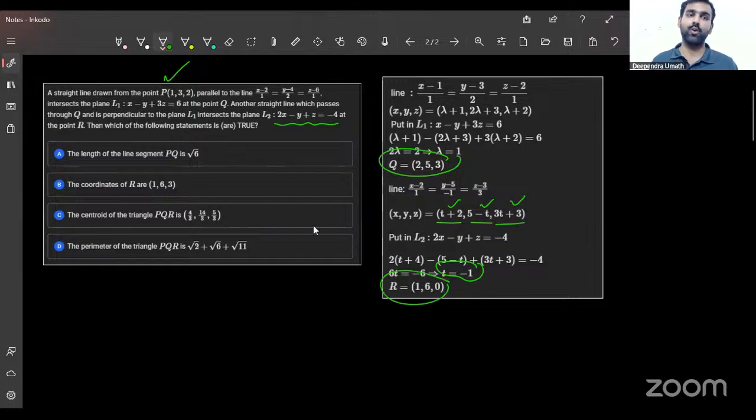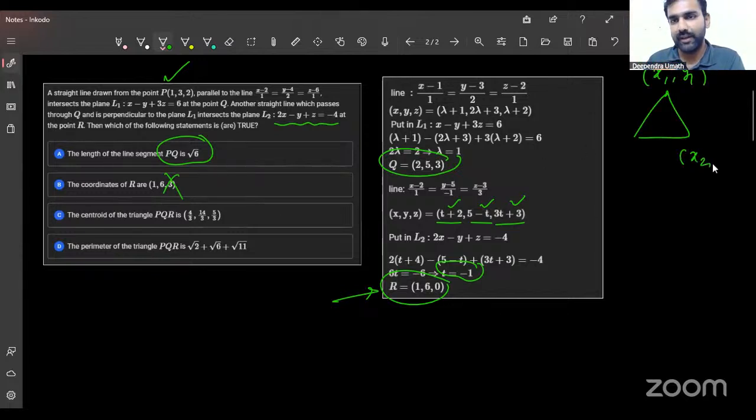Now, once you have R, Q, and P, you have P here, you have Q here, and you have R here. So I hope it's very simple for you to find the correct option, because you can find the distance PQ by using the distance formula. Centroid of the triangle, I hope you know, if there is a triangle with coordinates x1, y1, x2, y2, x3, y3, then its centroid is given by x1 plus x2 plus x3 divided by 3, y1 plus y2 plus y3 divided by 3. That's how you write the centroid of any triangle. So that can be worked out.